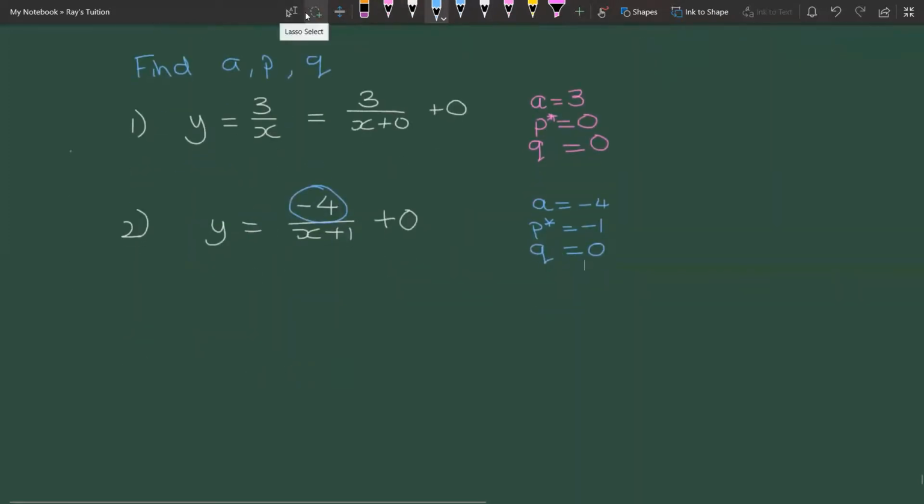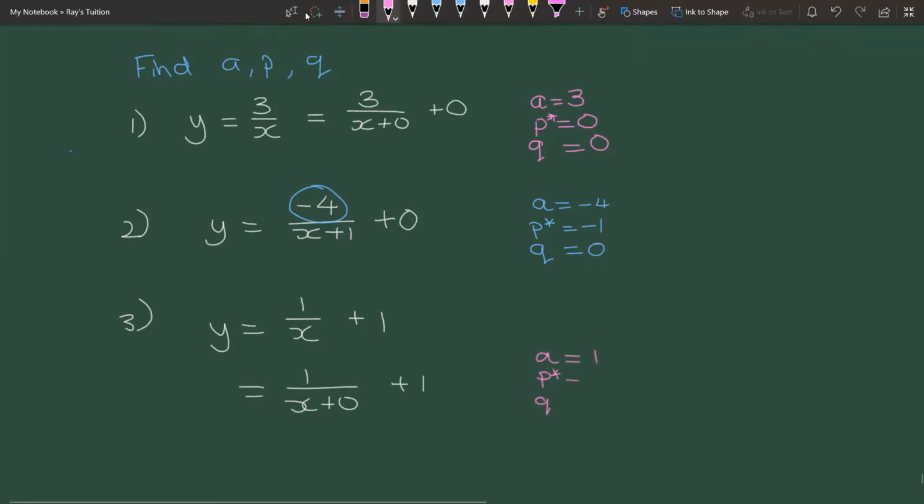And finally, our q is 0. Let us have a look at another one. So this one here is y is equal to 1 over x plus 1. Again, this one here, you could write it as 1 over x plus 0 plus 1. So that 1 over x can be written as 1 over x plus 0. And then we can fill in what is our a, p star, and q. So a's value is 1. P is 0 and q is 1.